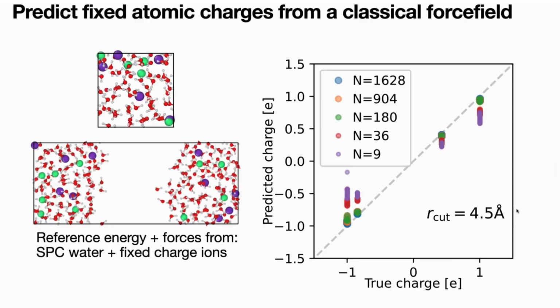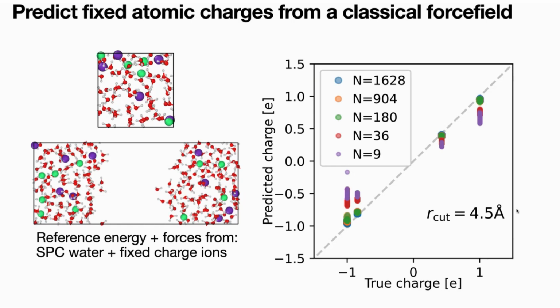To test that, we just look at a toy system. This system is an electrolyte, so it has bulk electrolyte and also an electrolyte-air interface. We compute the energy and the forces from a classical empirical force field with fixed charges. So this is SPC water and fixed charge ions. And then we just train on energy and forces. And we realize, okay, just using tens of examples, we can recover the true charge.